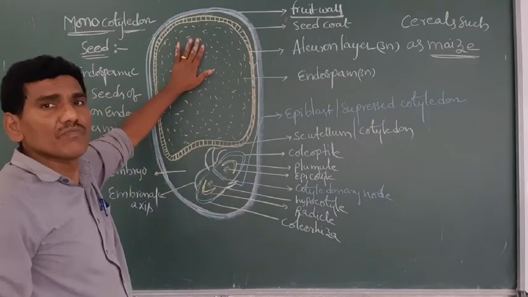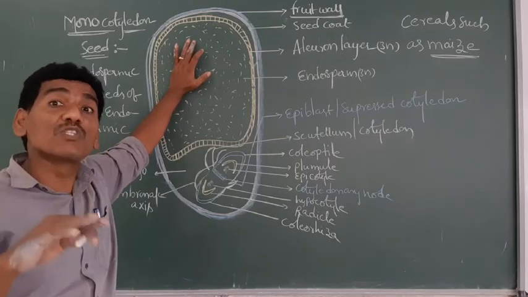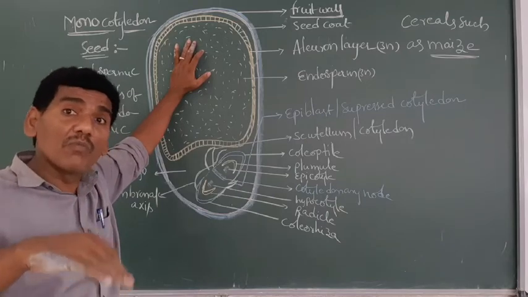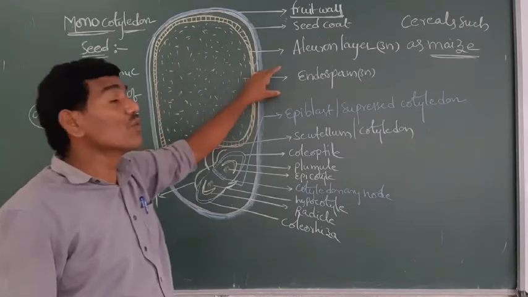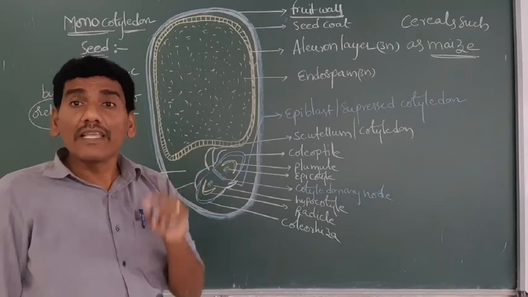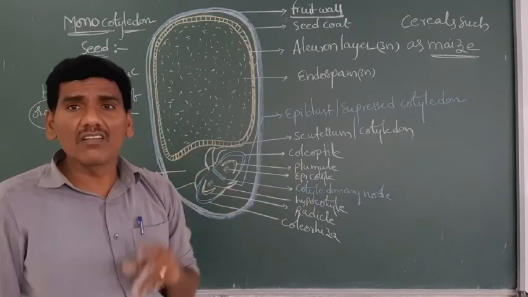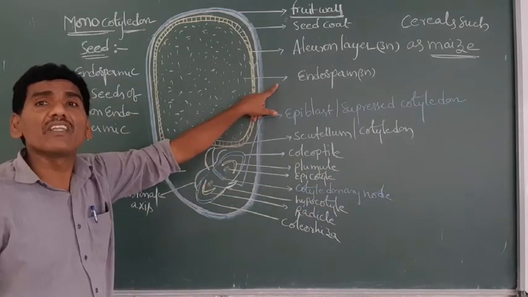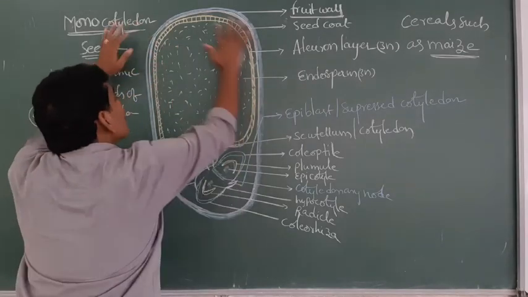This is endosperm. You know how the endosperm develops. Endosperm is a post-fertilization product. Endosperm is formed after triple fusion. After triple fusion, the endosperm is bulky and stores the food materials. In dicotyledon seeds, cotyledons store the food material. In monocotyledon seeds, endosperm stores the food materials.